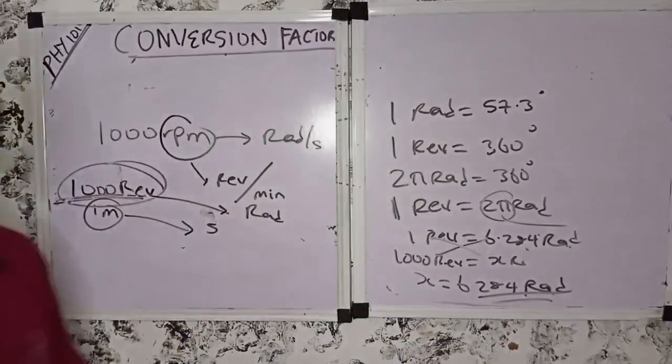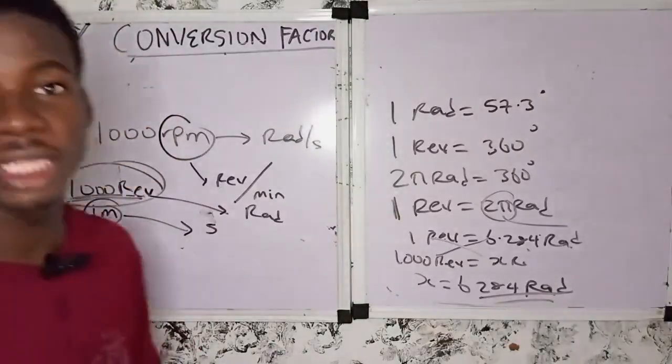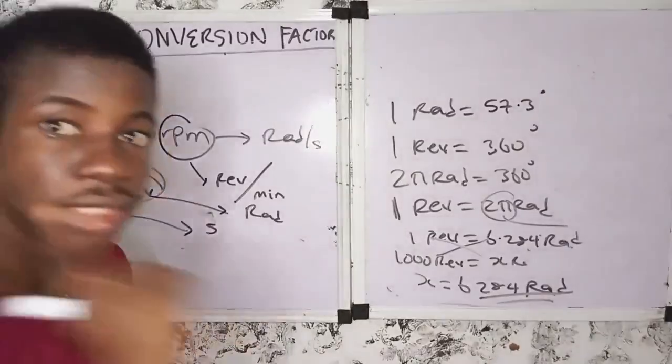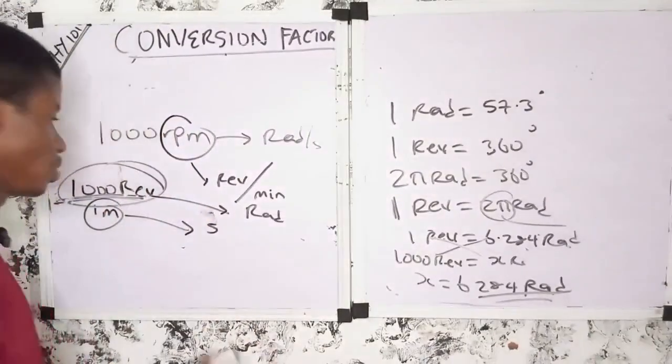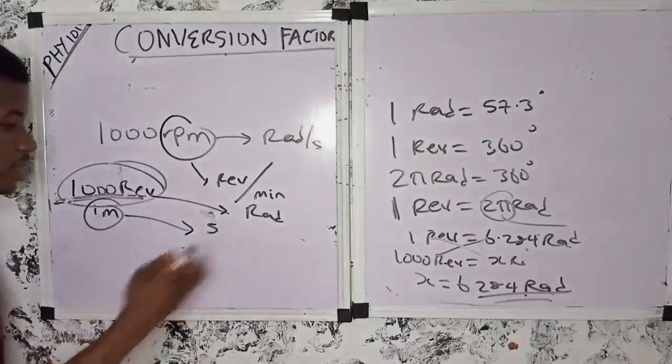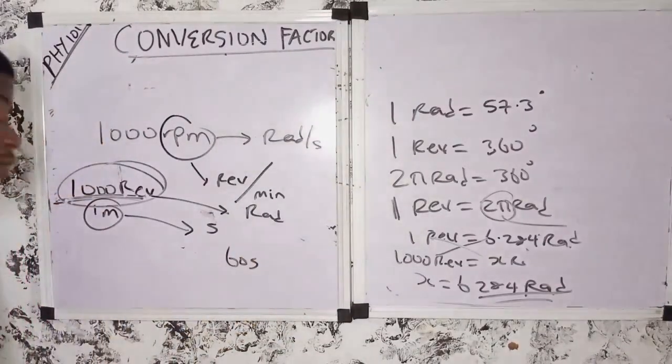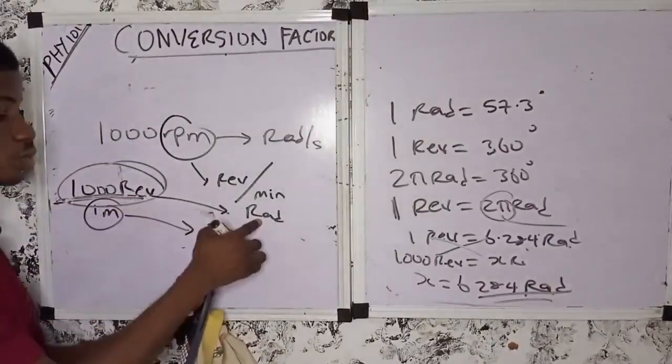Now we move on from minutes to seconds. We all know that 1 minute is 60 seconds. So no need to solve. 1 minute is equal to 60 seconds. So we have successfully converted from minute to seconds and revolution to radian.